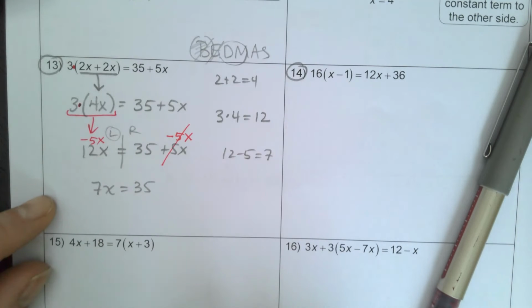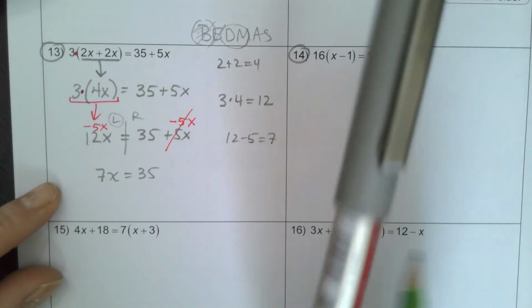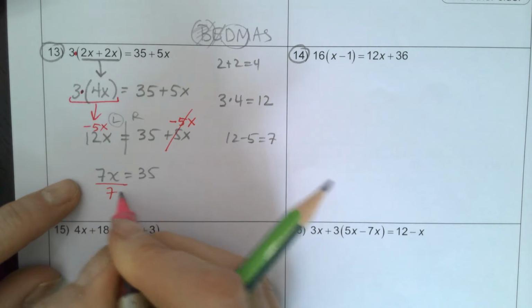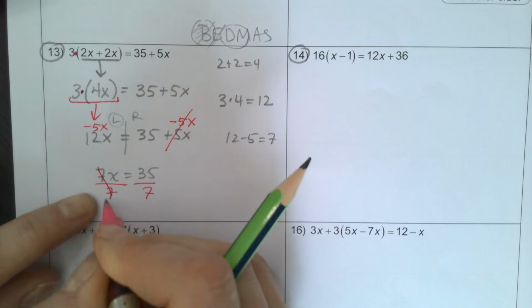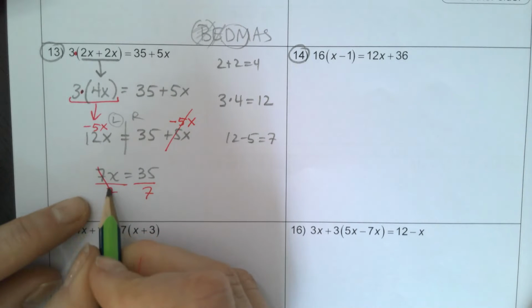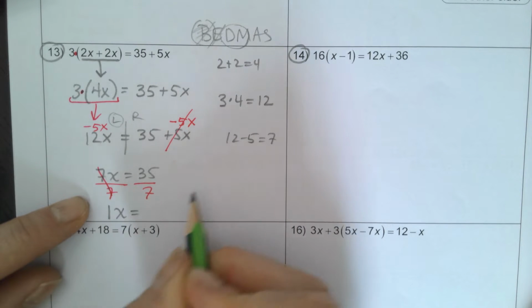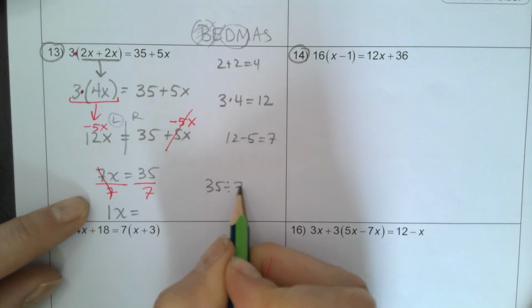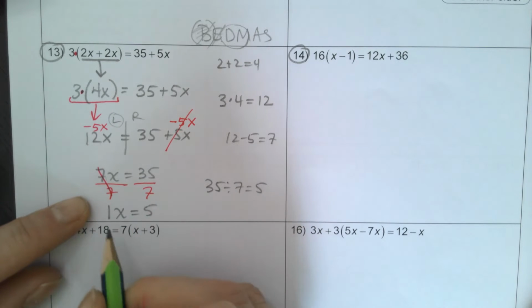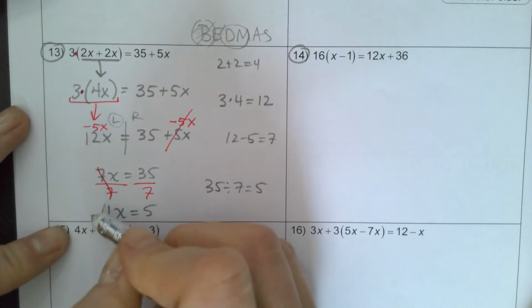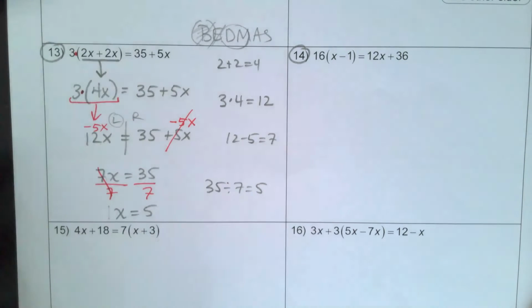So x wants to be alone, so I have to get rid of the 7. Divide by 7. That's 1. Same over same as 1. So I have 1x equals 35 divided by 7 equals 5. But I don't have to write the 1. I don't have much room, so I'm just going to erase it. There. So x equals 5.